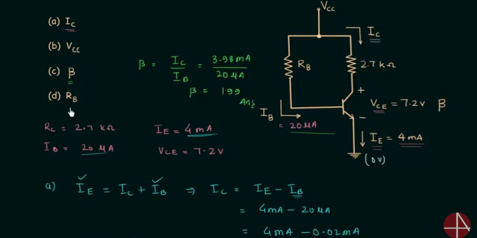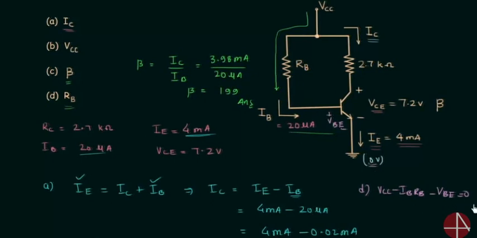In the D part, we need to calculate the value of resistance RB, and for this we have to apply Kirchhoff's voltage law in the input loop, and we have VCC minus IBRB minus VBE equal to 0. By using this equation, we can easily calculate resistance RB. VBE is equal to 0.7 volts.